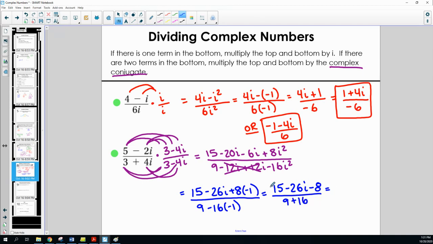So we can combine like terms. So 15 minus 8, we're going to get 7 minus 26i over 9 plus 16 is 25. Okay, so at this point, on both examples, if anything could be reduced, I would reduce it. But remember, in order to reduce something, all 3 must be divisible by that number. So if everything was divisible by, I don't know, 2, you could divide everything by 2 to simplify it. But in these cases, it wasn't, so we left it alone.